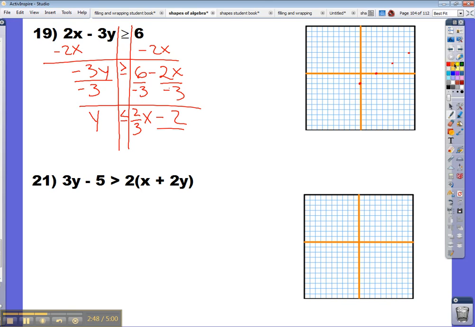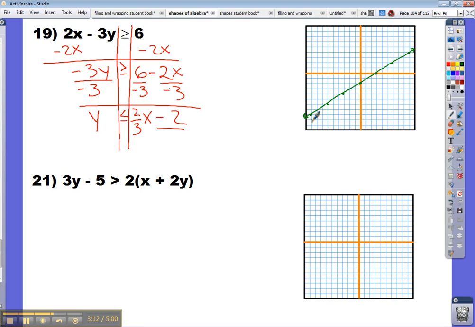I'll use a slightly darker color so you can see it a little bit better at home. So down 2, left 3. And so I'm out. Oh, sorry, this one should have been here. And then I'll connect the dots.